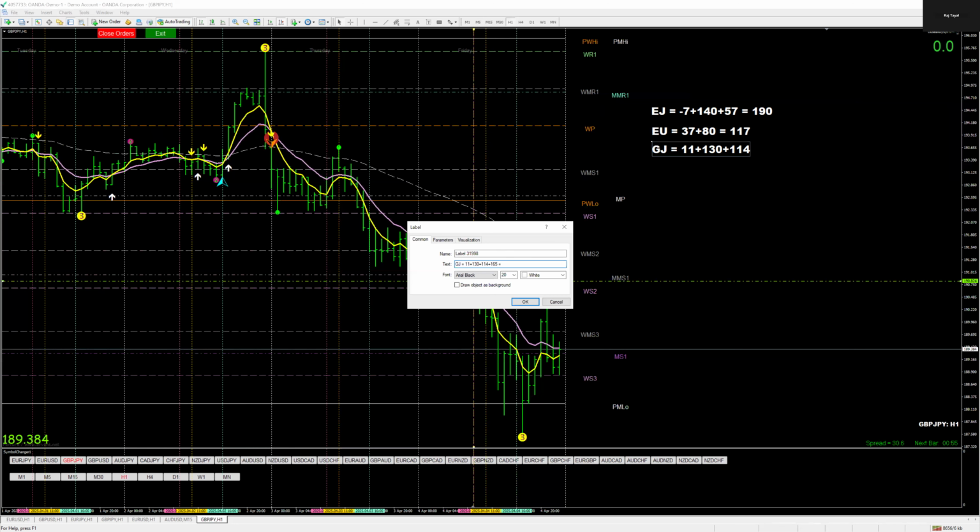And that is how many? Way too many pips. 141 plus 114 plus 165. 420 pips. Just on GJ itself.